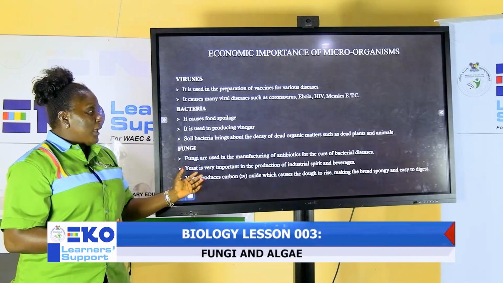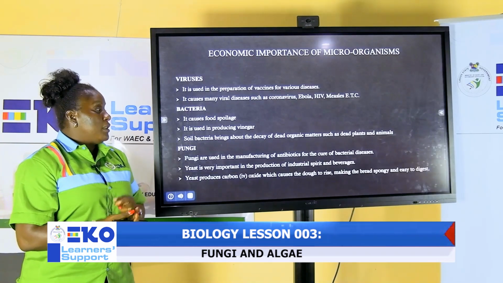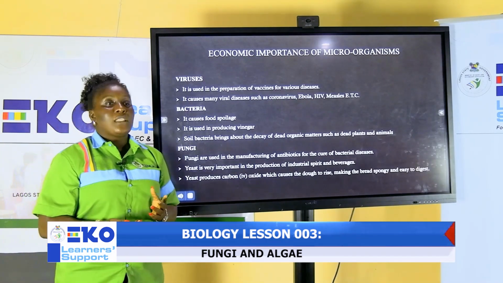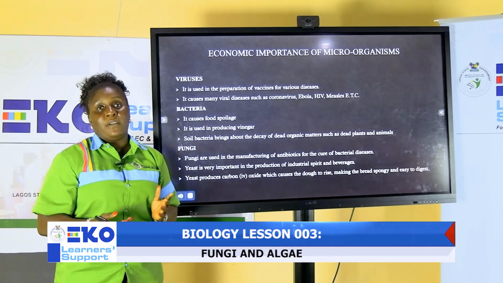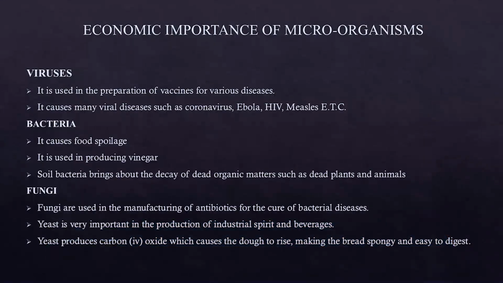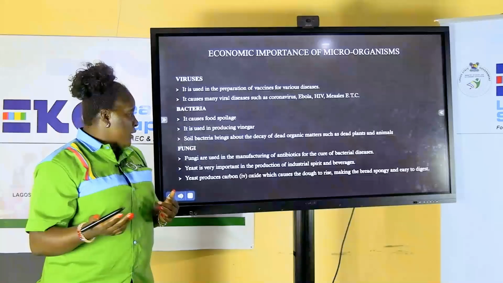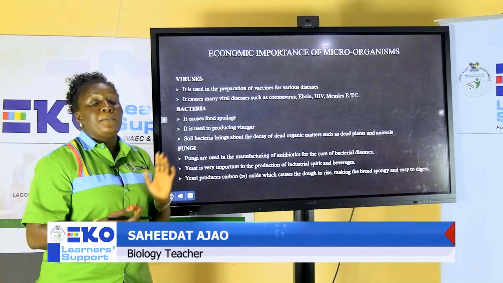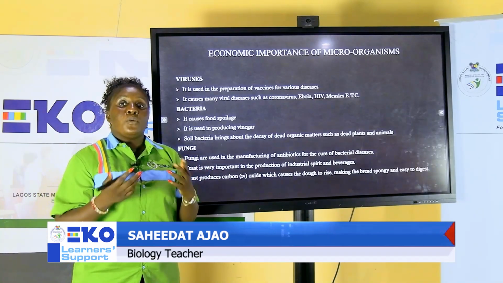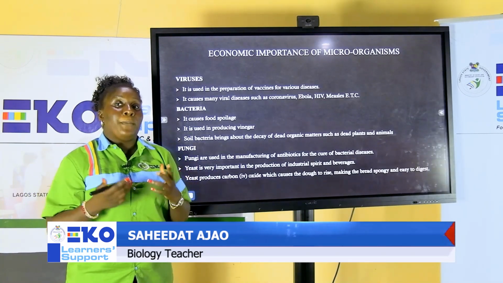We're moving on to fungi. Fungi are used in the manufacturing of antibiotics for the treatment of bacterial diseases. Yeast, which is an example of fungi, is used in the production of what? Beverages and industrial spirits. Also, yeast can be used to make our dough rise while baking.